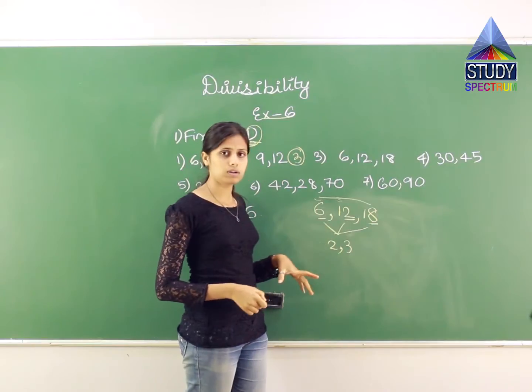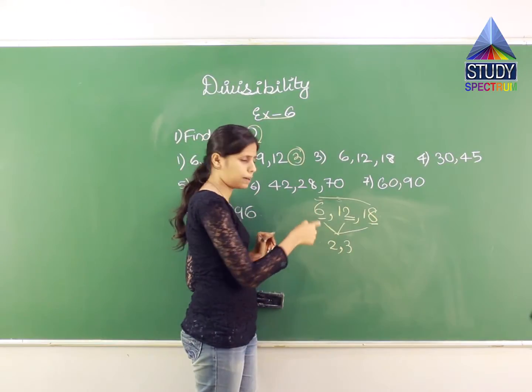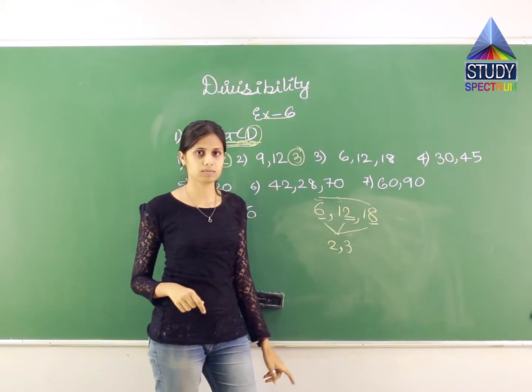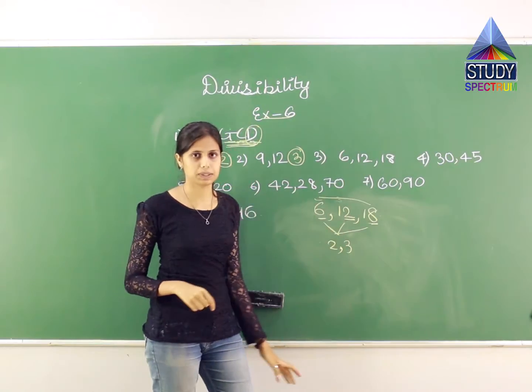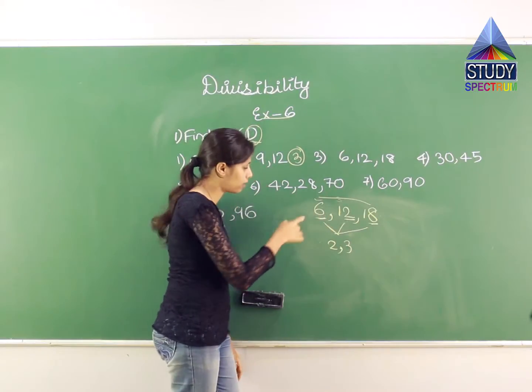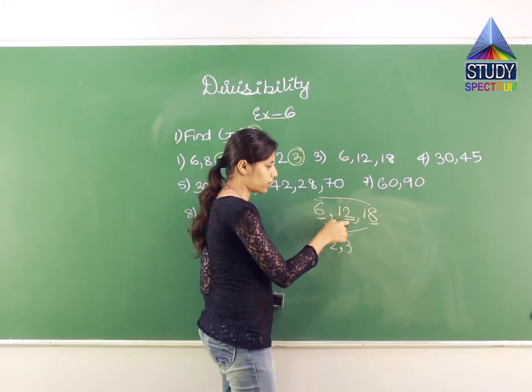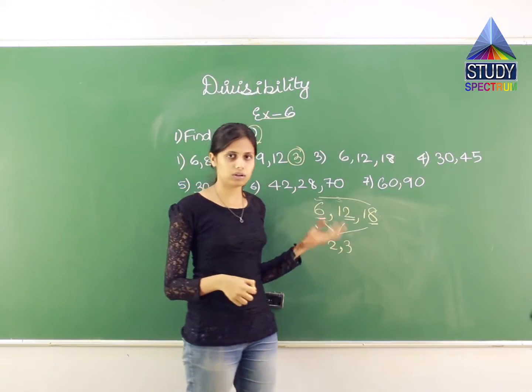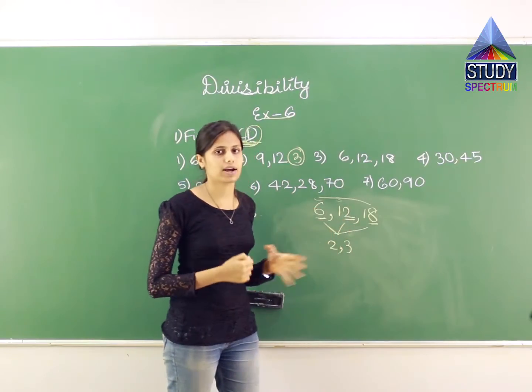What about 4? 4 1s are 4, 4 के टेबल में 6 नहीं आता ना, 4 1s are 4, 4 2s are 8. I don't get 6 anywhere. So I can say that 4 is not possible. 5, for 5 what I need? 5 or 0 at the end. Over here I don't have 5 or 0. I don't have 5 or 0 over here also. So no, there is no chance for 5 to be the common divisor.